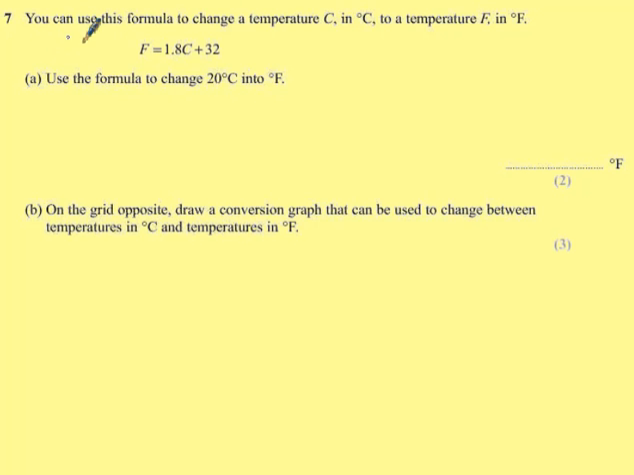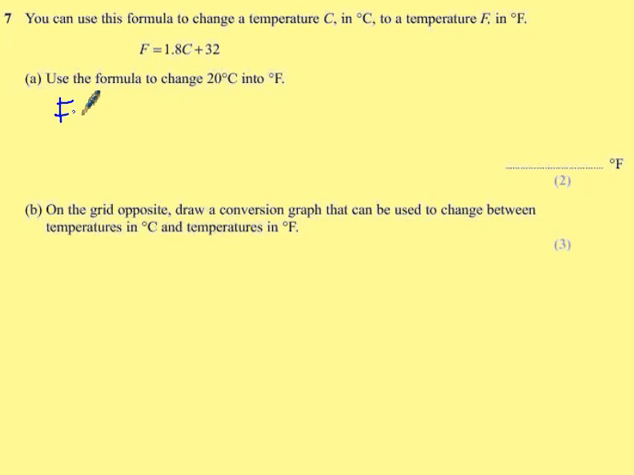Question number 7. You can use this formula to change a temperature from centigrade to a temperature in Fahrenheit. C denotes the temperature in centigrade, F denotes the temperature in Fahrenheit. Use the formula F equals 1.8 C plus 32 to change 20 degrees centigrade into degrees Fahrenheit.